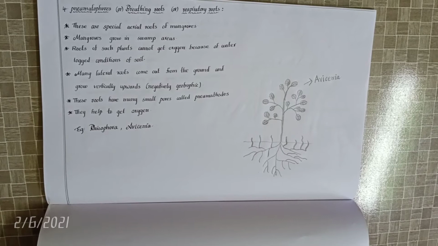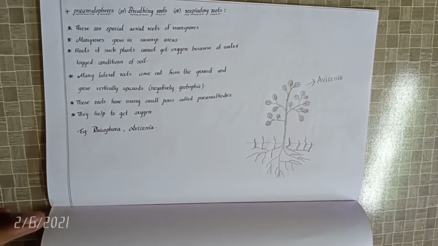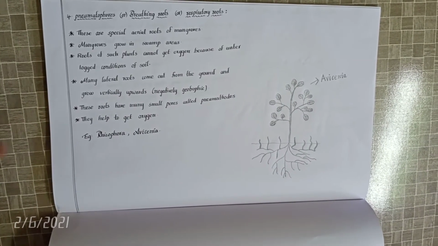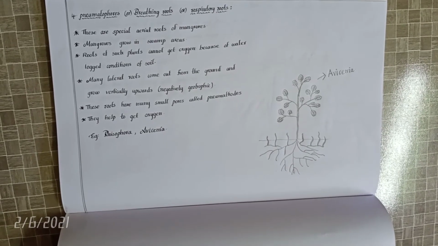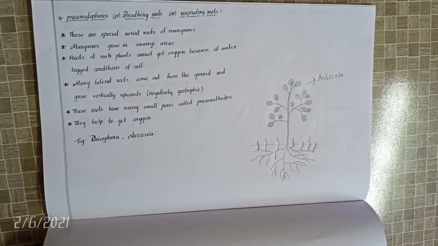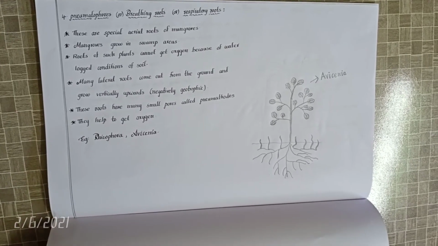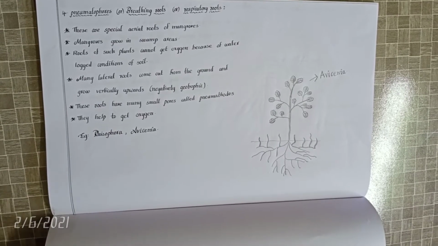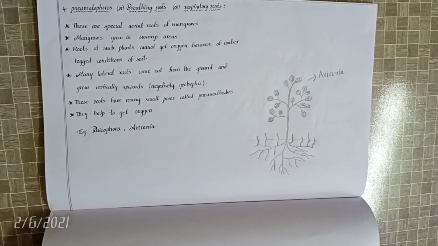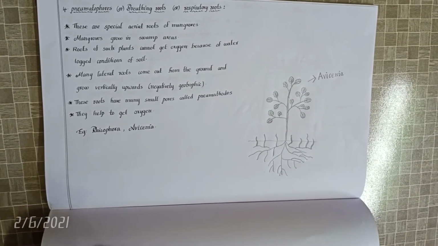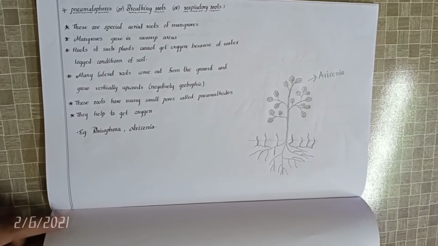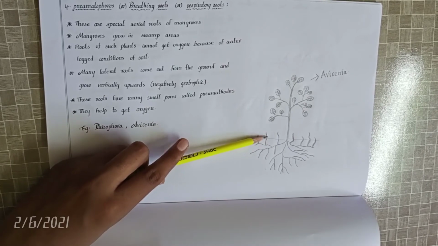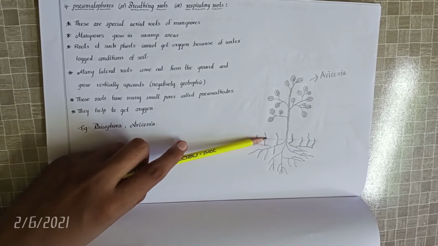Here if the roots grow towards the soil, it is positively geotropic. If the roots grow out of the ground vertically upwards, it is negatively geotropic. Here the roots will grow up, and the roots contain small pores called pneumatophores, and these pneumatophores are modified lenticels. They have the capacity to get oxygen. Examples are Rhizophora and Avicennia. Here the modified lenticels are present. These lenticels help the plant to get oxygen.